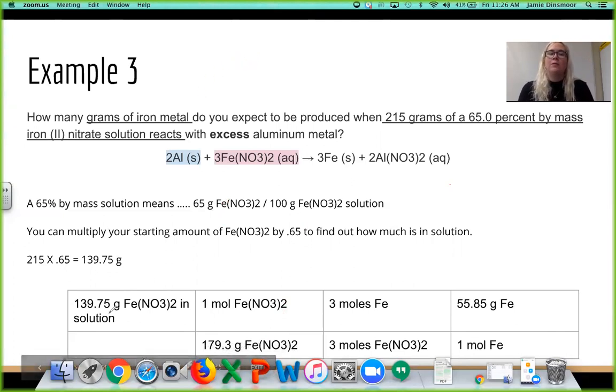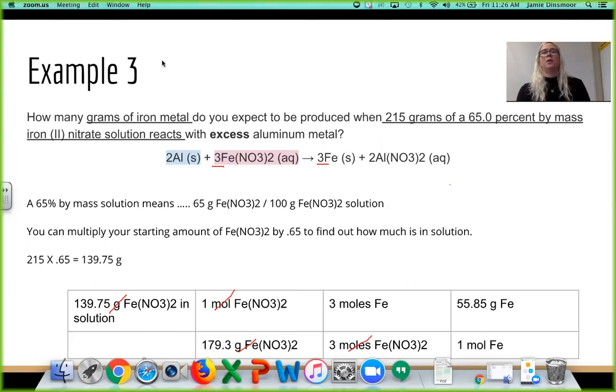So now we have taken grams and gotten rid of grams, and we're in moles. Now, same thing with limiting reactant. We're looking for this solid iron. Well, we see that conveniently they have the same ratio here. 3 is the coefficient for our iron 2 nitrate, and 3 is the coefficient for our iron. So we know that for every 3 moles of iron 2 nitrate, we get 3 moles of iron.